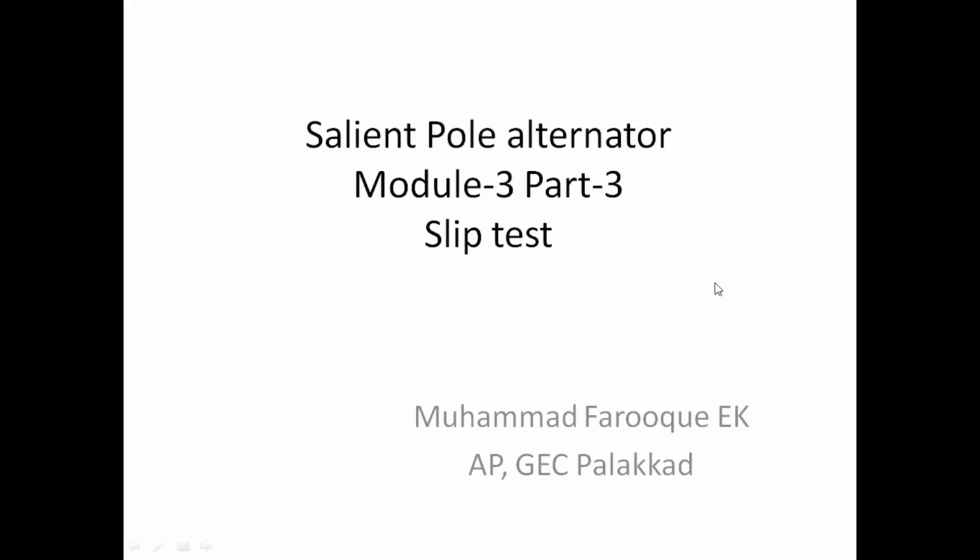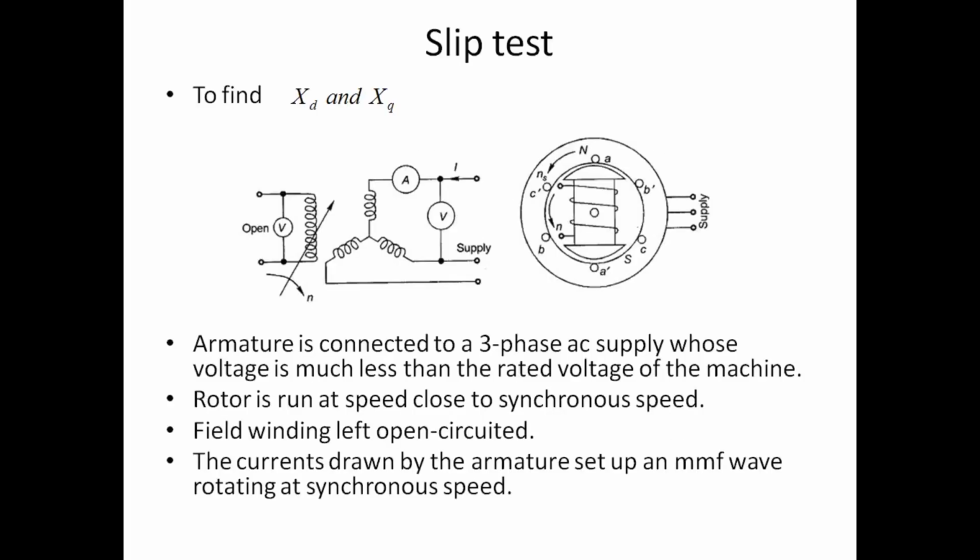So now we will be discussing the slip test in a salient pole alternator. It is coming under module 3. This is the third part of our lecture in module 3. Slip test is mainly conducted to find Xd and Xq in a salient pole machine.